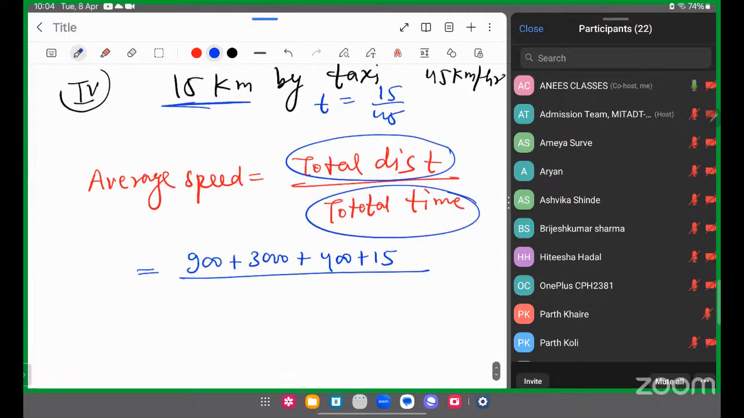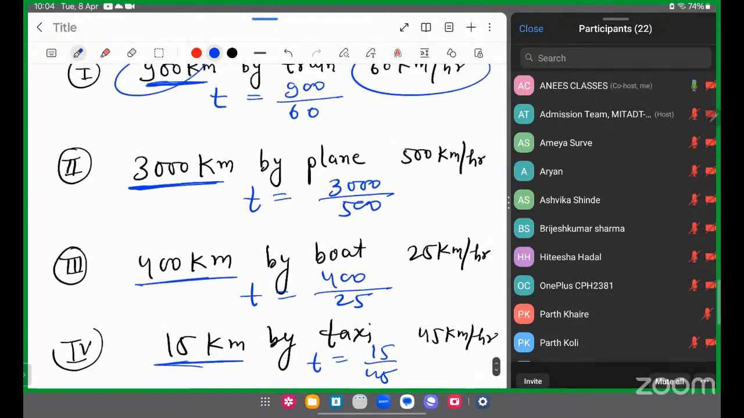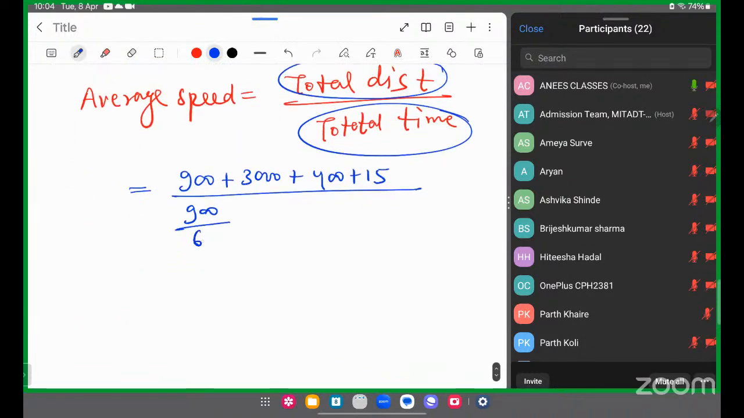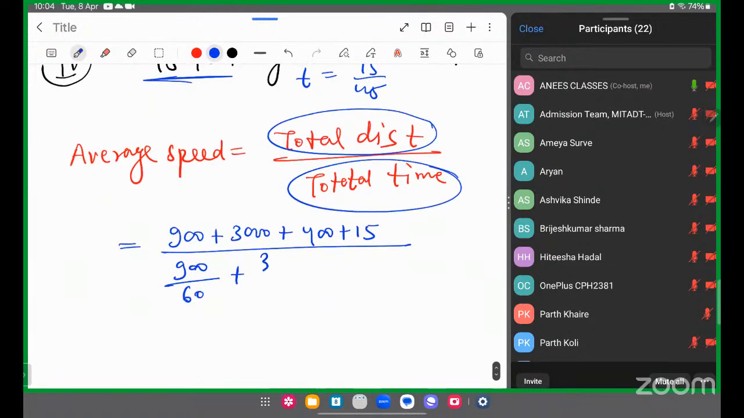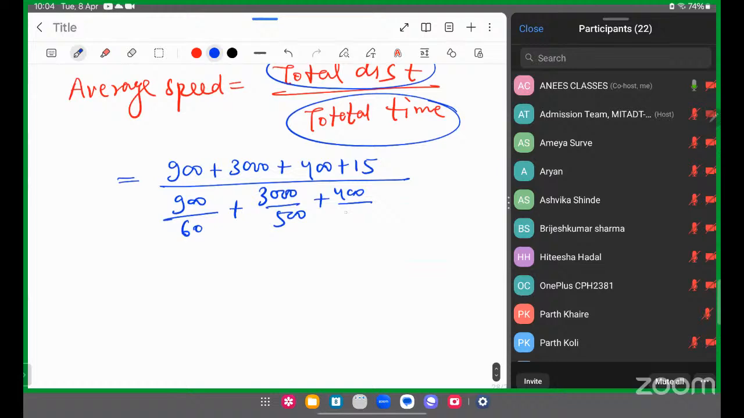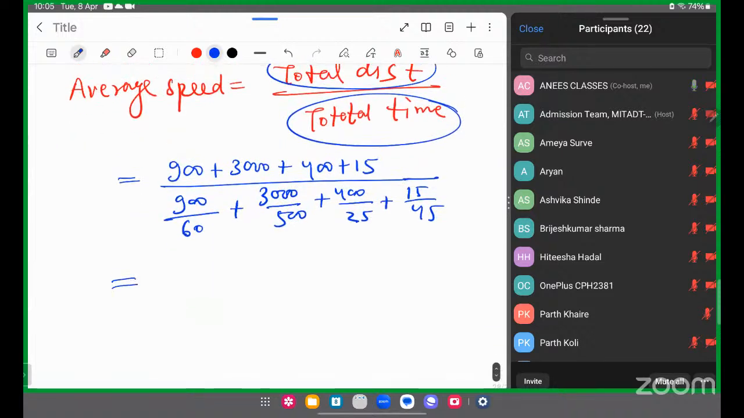So what will be total time? Total time will be 900 divided by 60 plus 3000 divided by 500 plus 400 divided by 25 plus 15 divided by 45. Now simplify it. So in numerator, what will be the overall distance?